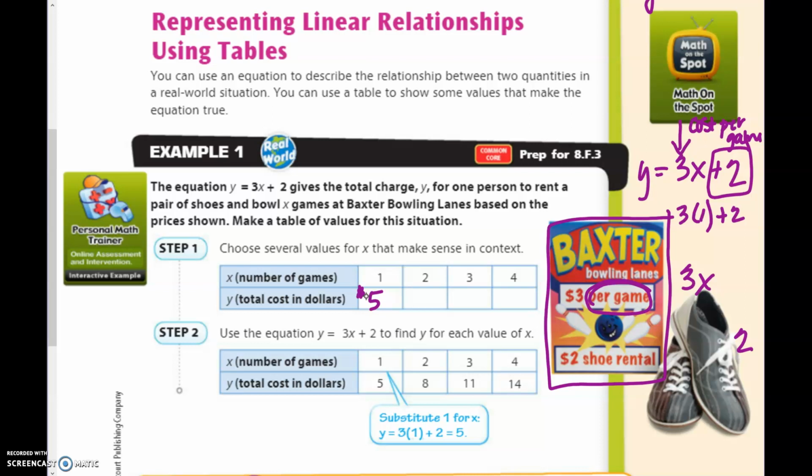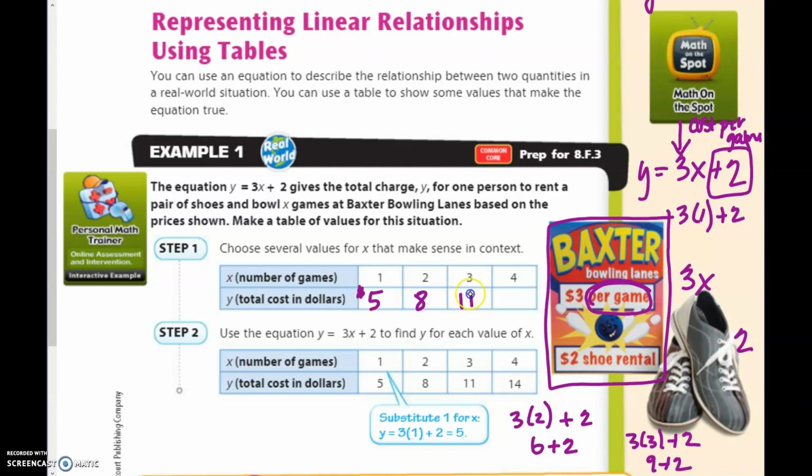Now you and your brother are each going to bowl 2 games. So if you're going to bowl 2 games, we're going to take 3 times 2 because you're going to bowl 2 games. They're $3 apiece. Plus, you need to add your shoe cost. So you're going to pay $6 for bowling the games plus the $2 for the cost of your shoes. So we get 8. Okay, now let's plug a 3 in there. So 3 times 3 plus 2 would be 9 plus 2.